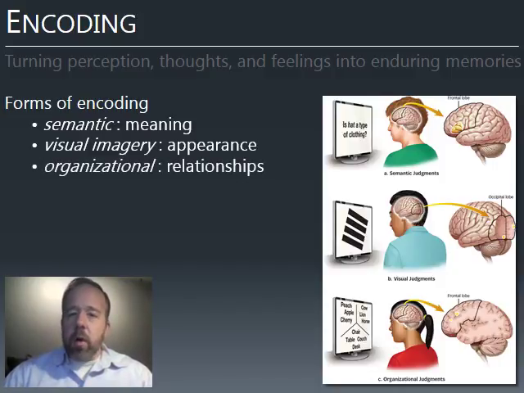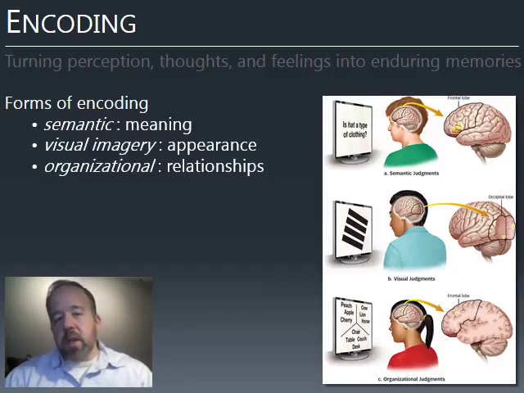There's also organizational encoding. And this is about relationships, usually between different stimuli. So you can categorize a group of stimuli and remember it that way. And this can often be a good memory aid. Rather than trying to remember a bunch of different words, if you memorize their relationships, you encode their relationships, it becomes easier later on to store and retrieve that information.